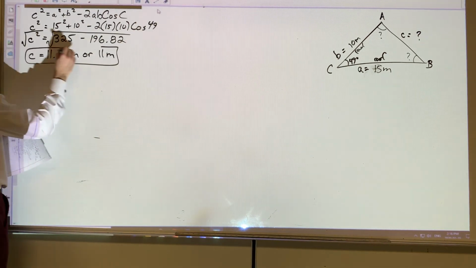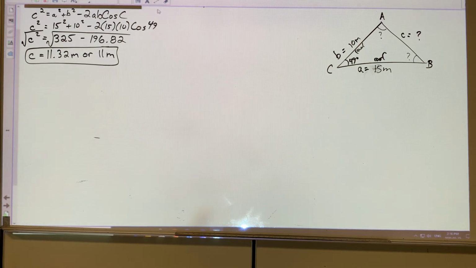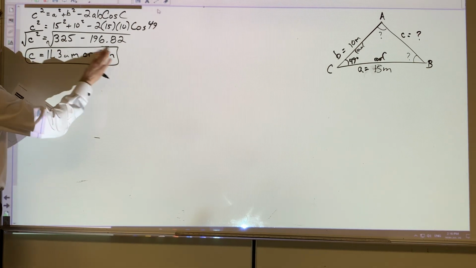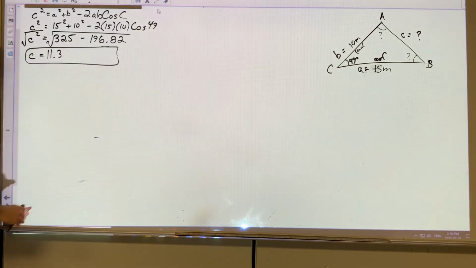I don't remember if it says in the question what to round to. It says the nearest tenth. So let's actually get rid of all that, and you're going to round to 11.3 meters. How's that? Yeah.